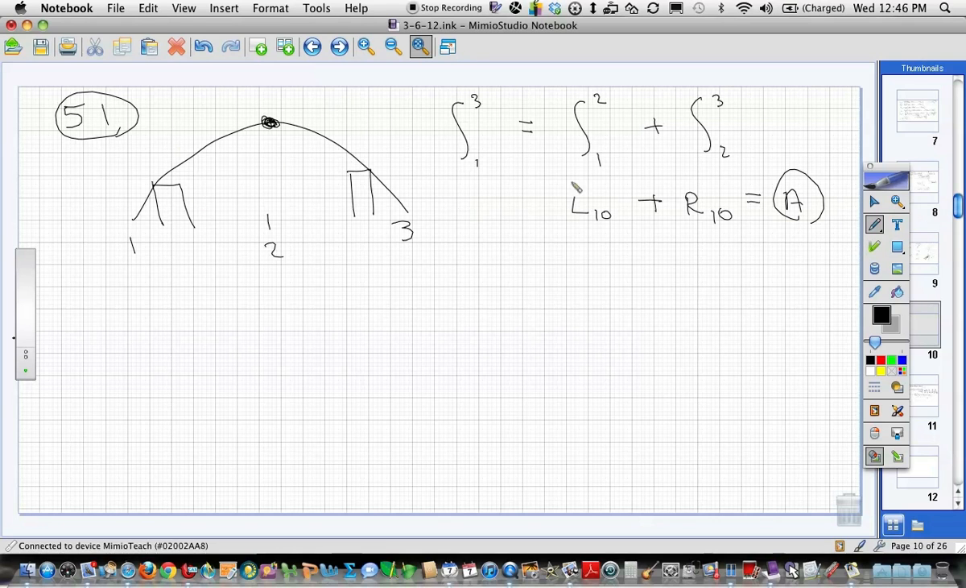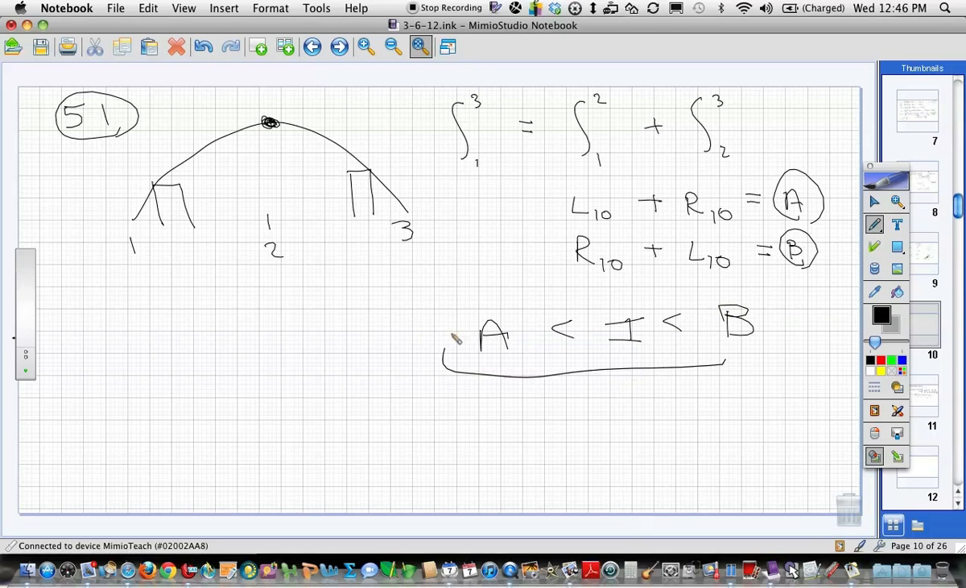Okay, then I can come back here and from 1 to 2 I could do 10 rights. And I would know those are over. And I could do 10 lefts here from 2 to 3. And those would be over. And I could add those up and I'll call that number B. And I would now know that my exact area is trapped somewhere between A and B.